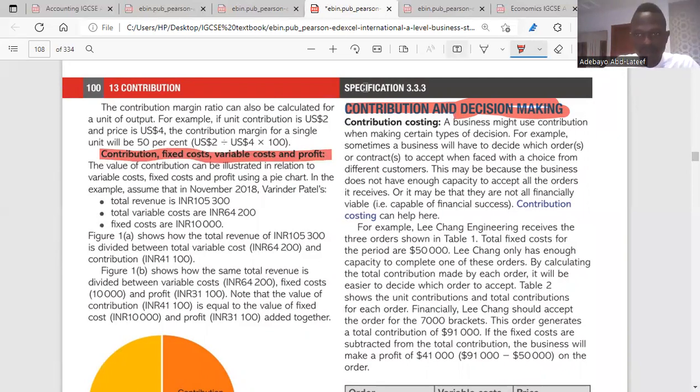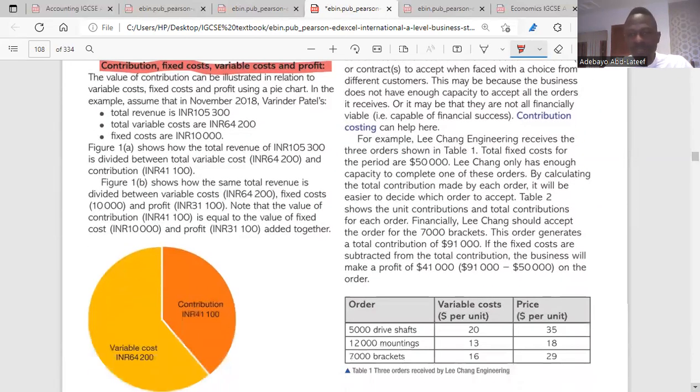So for contribution costing, what does that imply? This is the use of contribution to help make decisions based on cost, such as which order to accept. Is it order A or order B, in terms of the variable cost of order A or the variable cost of order B? Because the fixed cost is always there, it's constant. So we use contribution costing to take a decision when it's based on variable cost, the cost of each product. Do you have any question about that? No.